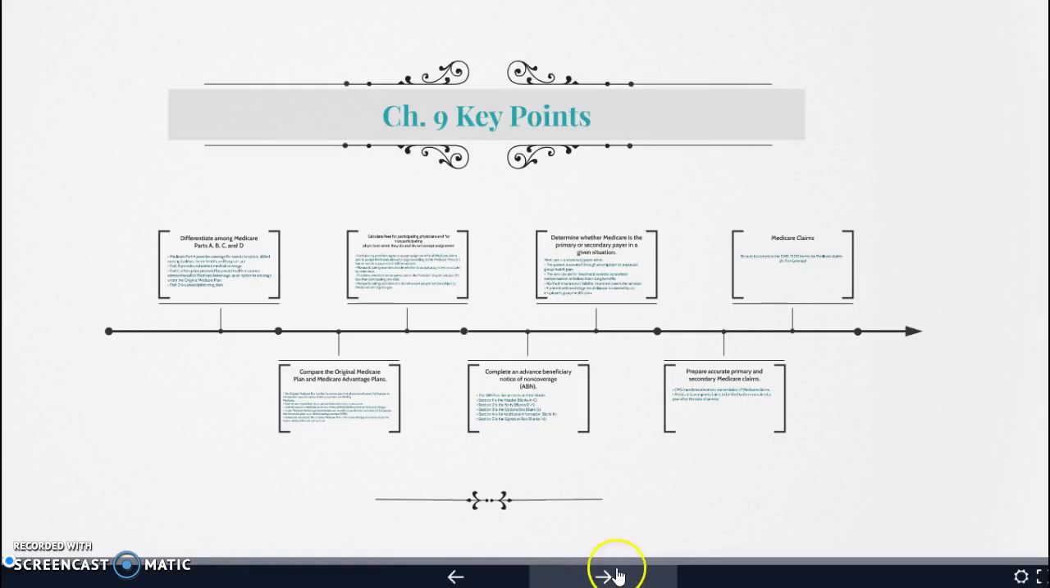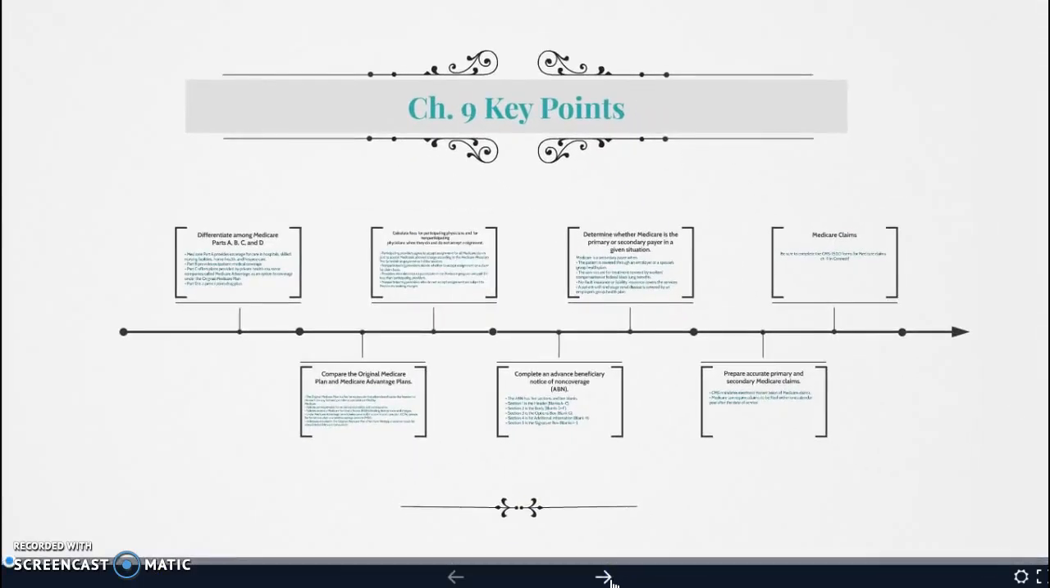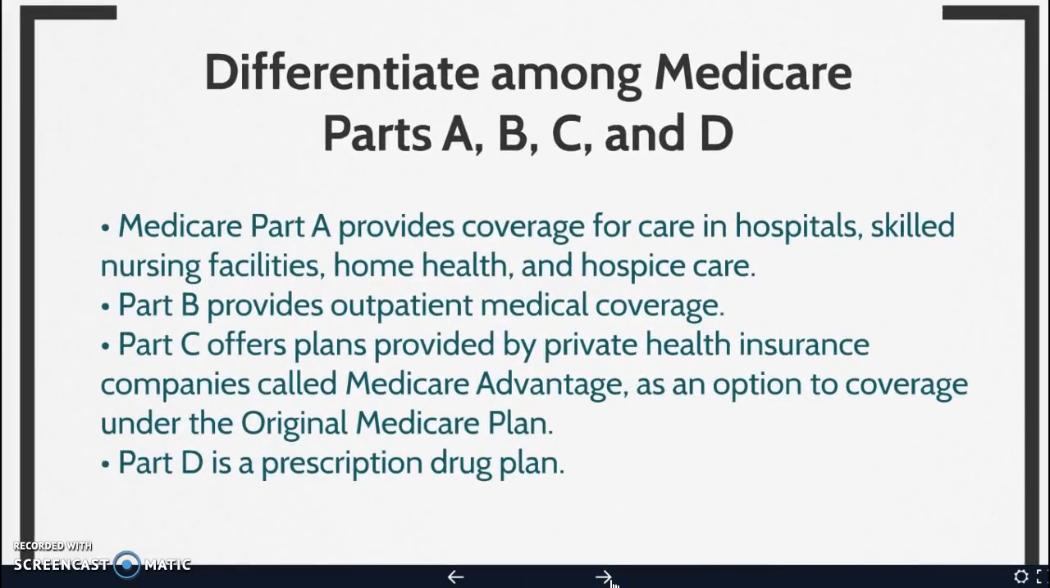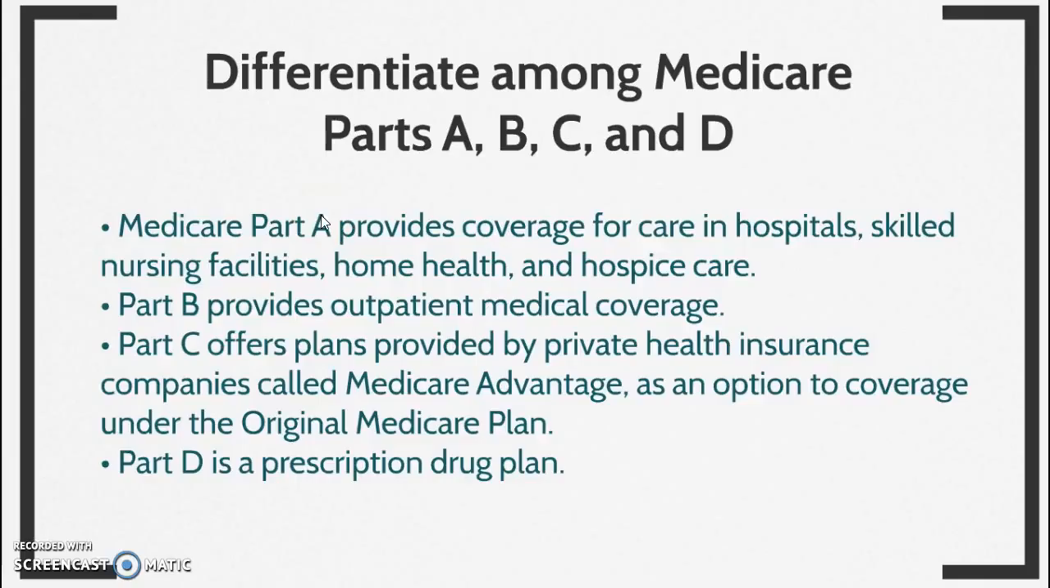All right, so we are going to start with the differences between Medicare Parts A, B, C, and D. So Medicare Part A helps pay for inpatient hospital services, also helps pay for care in a skilled nursing facility, home health care, and hospice care. The fees that are paid by Medicare Part A for inpatient hospital services are going to be based on a grouping of diagnoses, so that's important to remember.